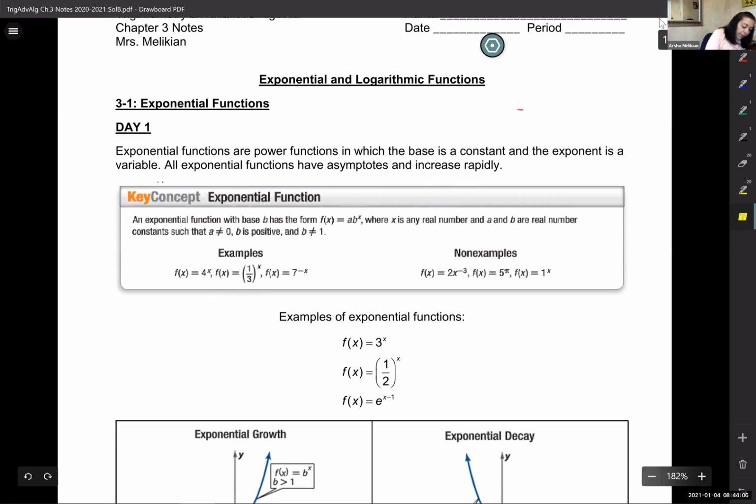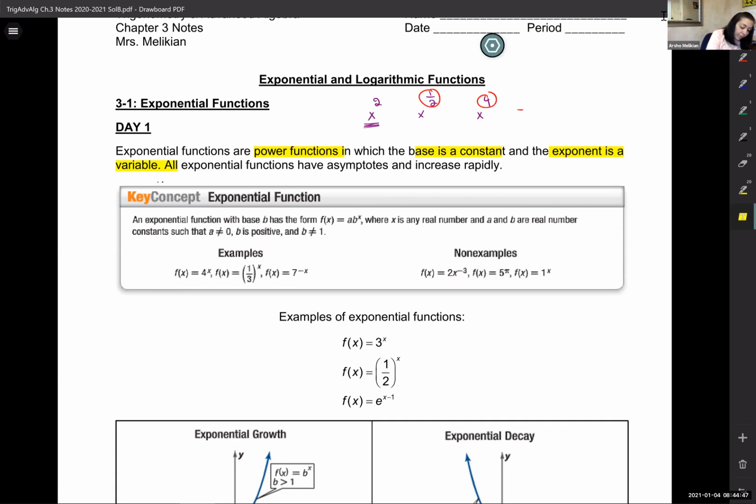Exponential functions, we say, are power functions. But now, how are we used to seeing powers? Normally, when I see a power, it's like x to the power of 2, or x to the power of 1/2, or x to the power of 4. You have the base on the bottom, and you've got the exponent as a number. Well, here in exponential functions, it gets reversed. The base is a constant and the exponent is a variable.